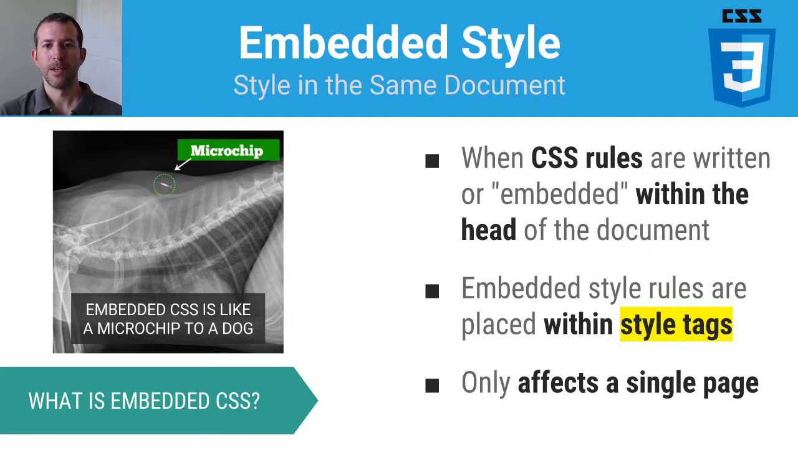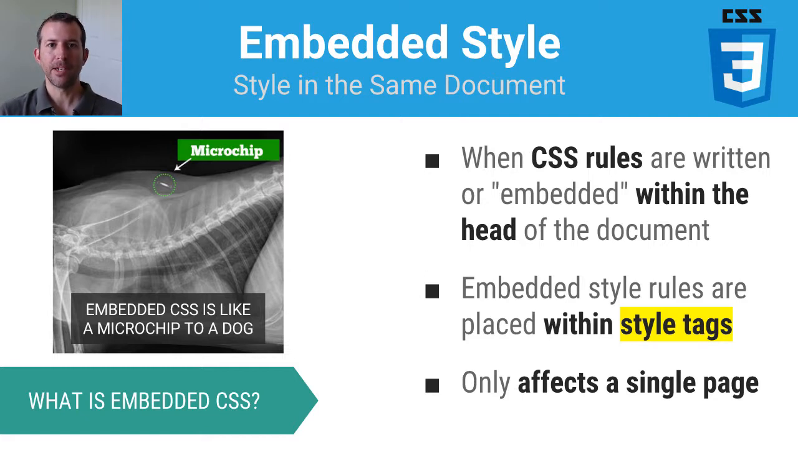Embedded style is when you take all your style rules and you group them in the same document, normally in the head, and this is done by putting CSS rules within a style element or set of style tags. When you do this, all of your CSS rules are grouped together, normally at the top of the page, and will only affect the document that you're working on.